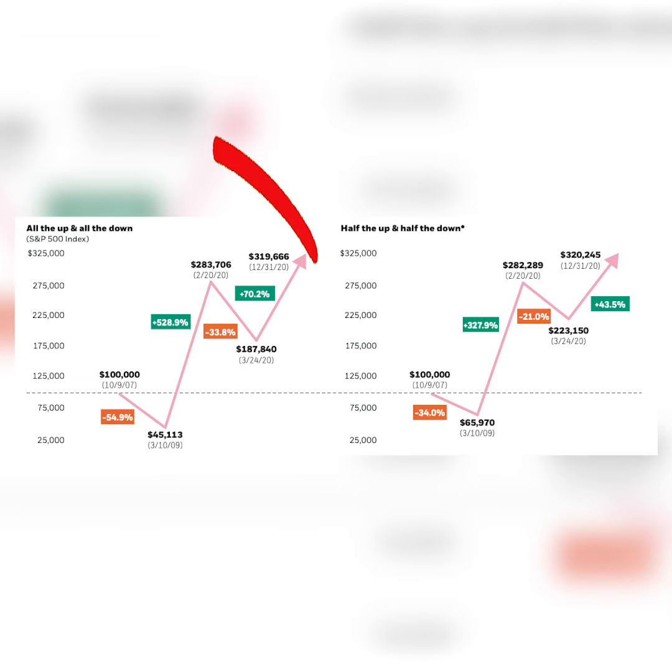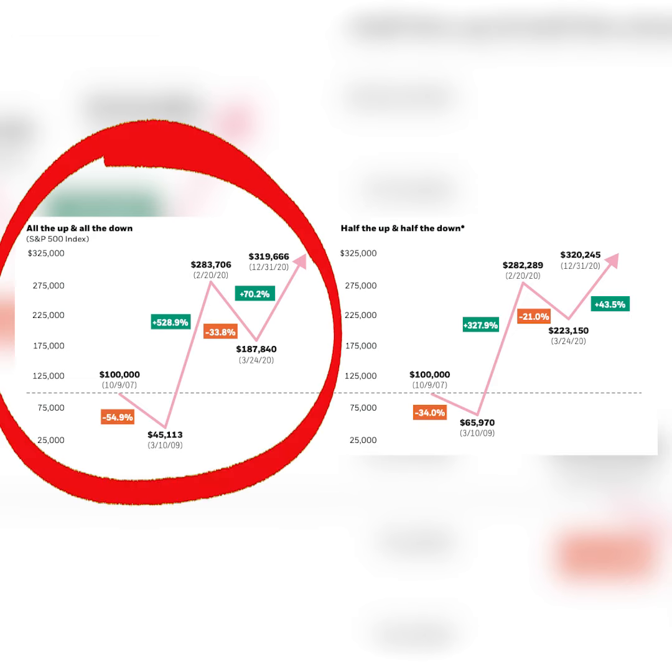assuming you were to have invested $100,000 in the S&P 500 index on October 9th, 2007, just before the financial crisis. This data is from October 2007 through December 31st, 2020. So if we take a look, the 100,000 would have gone down to 45, up to 283, then back down to 187 for an ending balance of $319,666. A great rate of return.